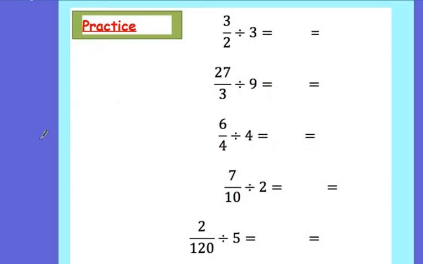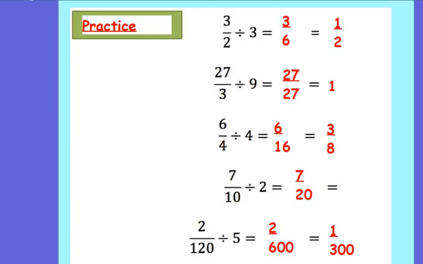And then in your light blue books for me, please pause the video for 5 to 10 minutes and have a go at these questions for me. And these are the answers I was looking for. Please check your work and see how you did. I've simplified my fractions as necessary.